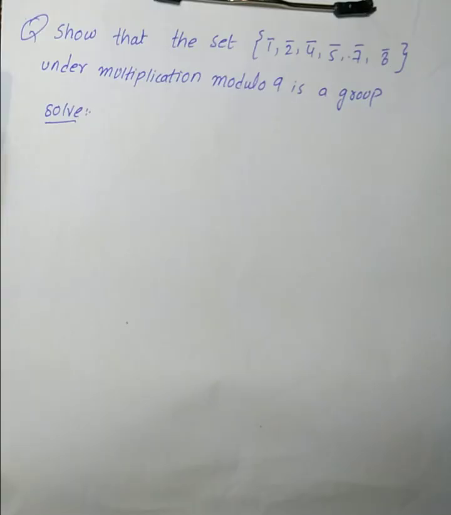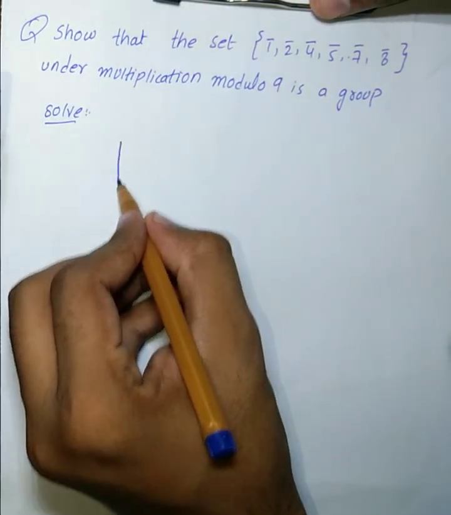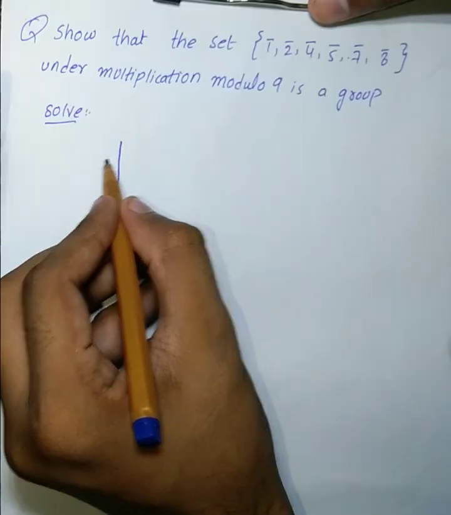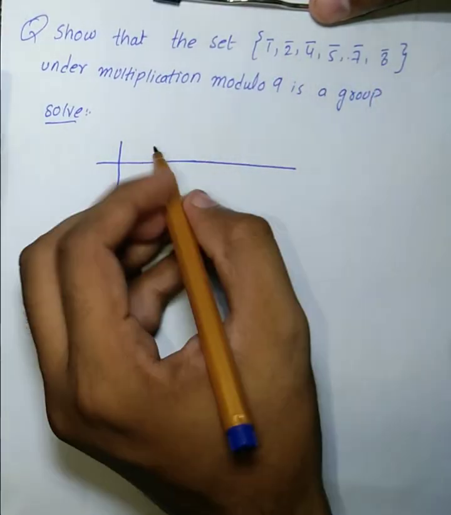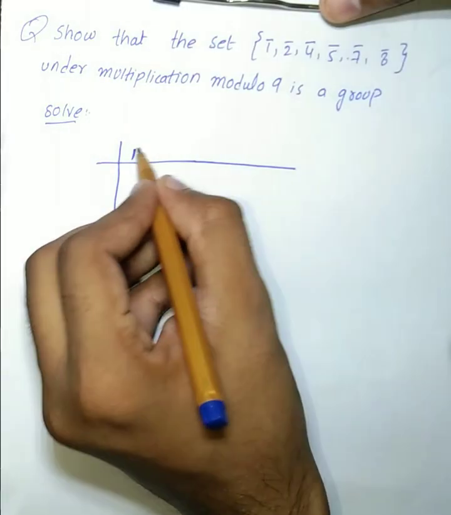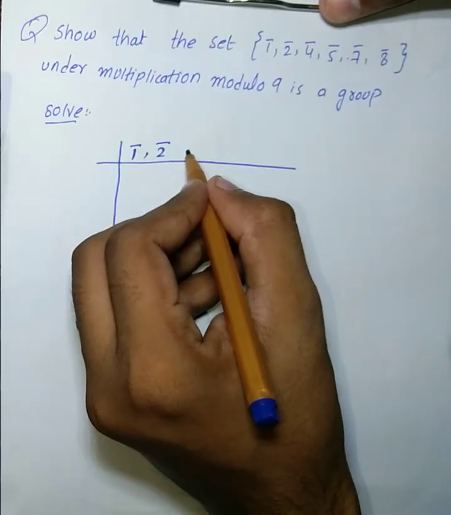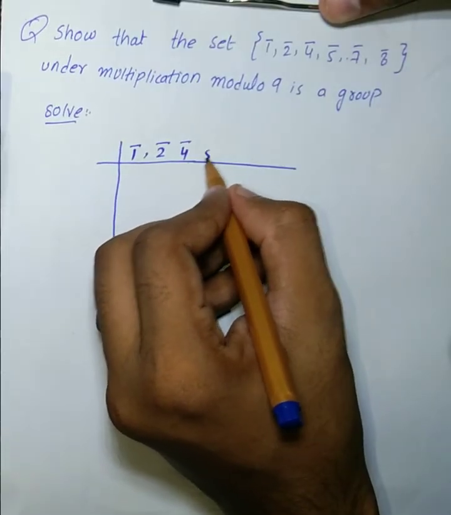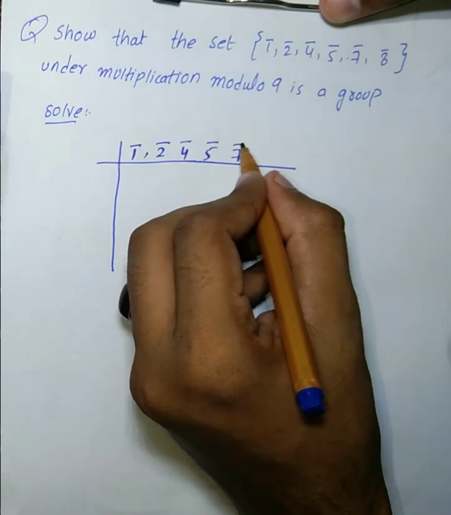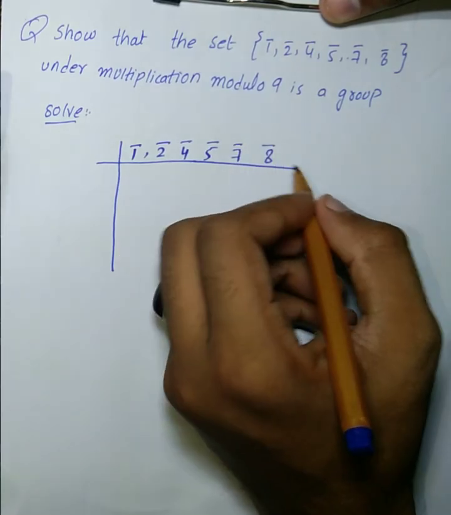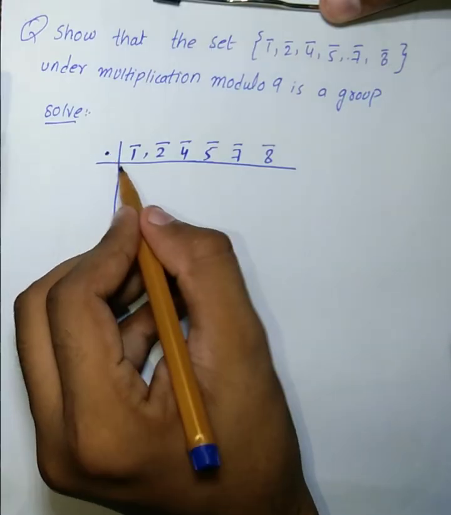First, we draw the Cayley table, and it's very simple. In the Cayley table, all the elements are written: first 1 and 2, 4, 5, 7 and 8, and the dot point.